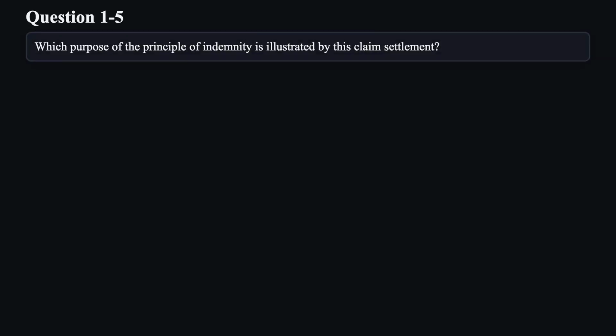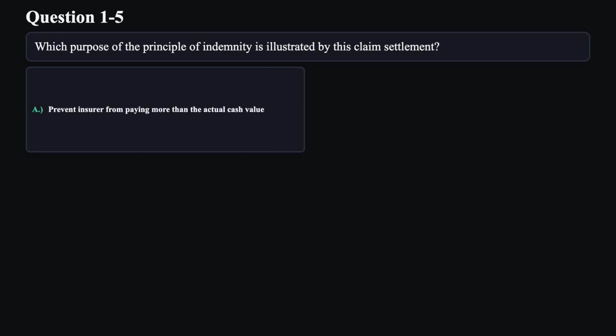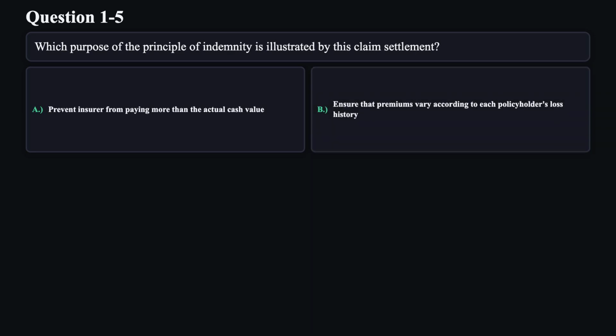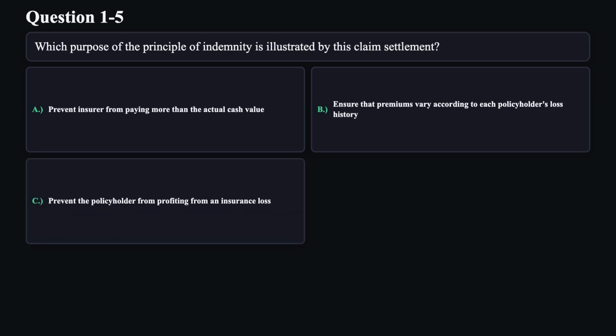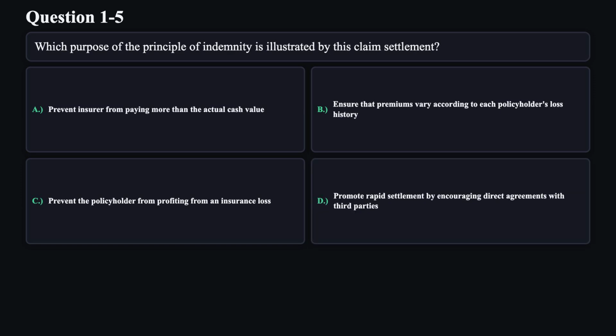Question 5. Which purpose of the principle of indemnity is illustrated by this claim settlement? A. Prevent insurer from paying more than the actual cash value. B. Ensure that premiums vary according to each policyholder's loss history. C. Prevent the policyholder from profiting from an insurance loss. D. Promote rapid settlement by encouraging direct agreements with third parties.